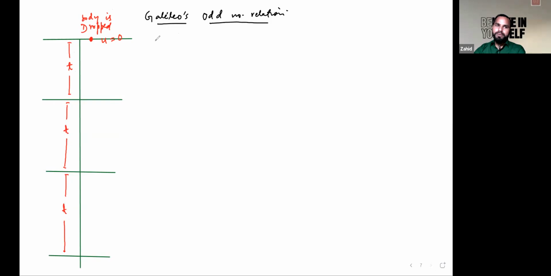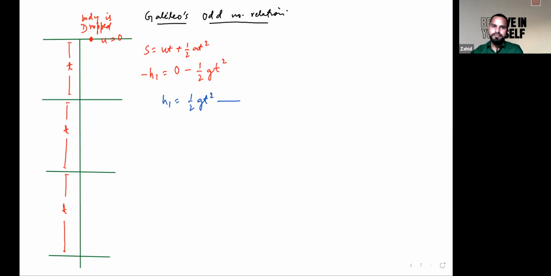So using the second equation of motion, S equals ut plus half at square. S is along the downward direction, so it will be negative. U is 0. Acceleration is minus g and the time taken is t square. So this minus and this minus will cancel out. So you will get h1 equals half gt squared as the first equation. Is it clear till this part?